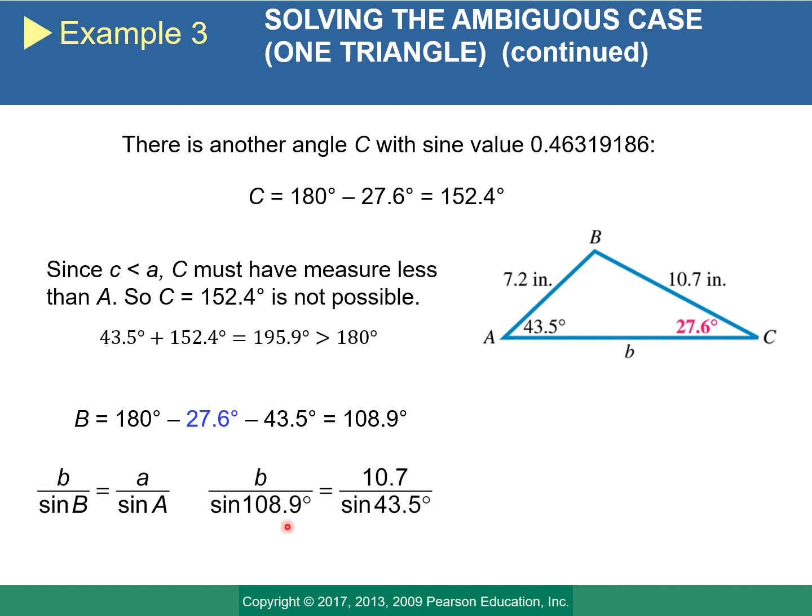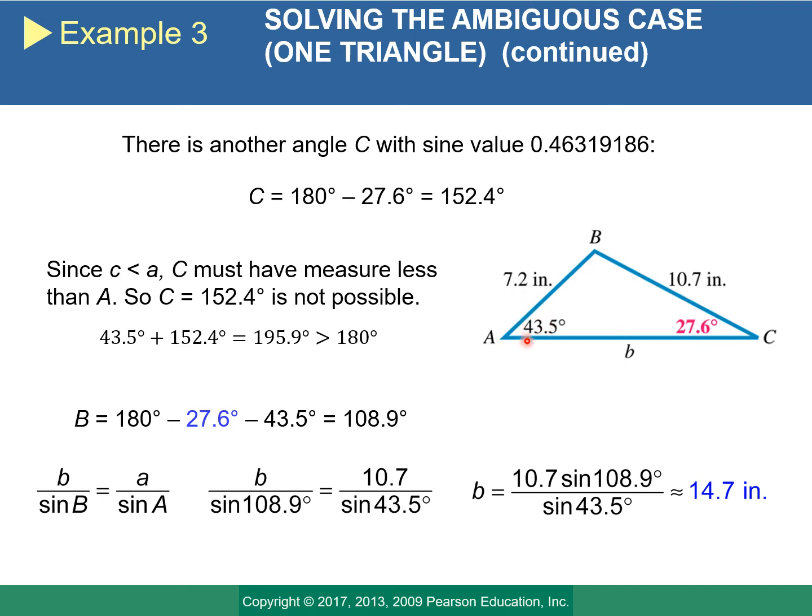So we fill in our given information, and then we're going to solve this proportion for little b. So just times both sides of this proportion by sine 108.9. And B is about 14.7 inches. And so you can double check now if you think about it with our picture and our information. Angle C, 27.6 degrees, is across from the smallest side. So the smallest angle, 27, is across from the smallest side, 7.2.